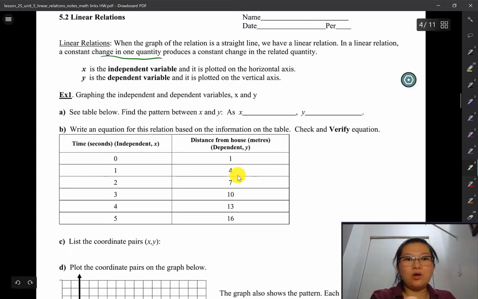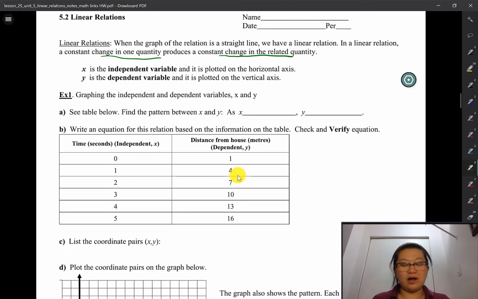A constant change in one quantity, which is your x, produces a constant change in the related quantity, which is, in our case, our y. So this is why we call this the independent variable versus the dependent variable. And notice that as time passes, this person is going to get further and further away from his house. That's the dependency. His distance away from the house depends on how much time has passed. So that's the idea between independent and dependent variable.